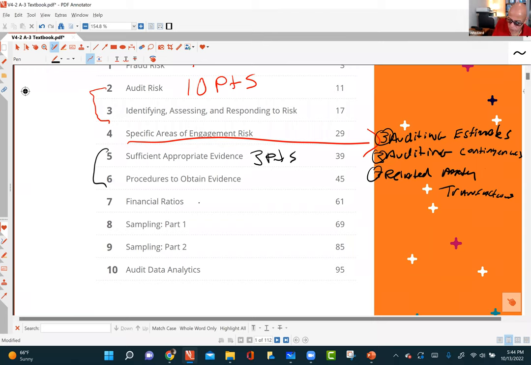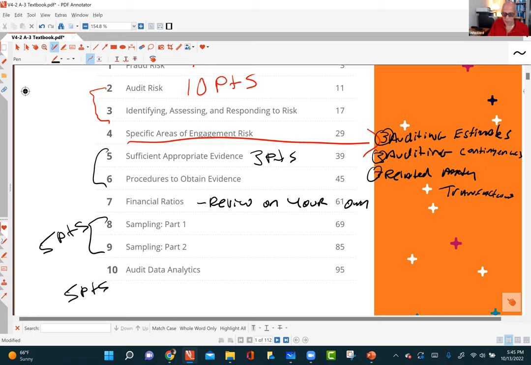Financial ratios, I'm going to ask you to review on your own. I'll show you that module before we end tonight. I don't like to sit here and just read off ratios to you, but I'll show you what I want you to do with that. Audit sampling, we won't get into until next time. That's about a 5-point area. And audit data analytics, which is a growing part of the exam, is also about 5 points. We'll get to that next time as well.